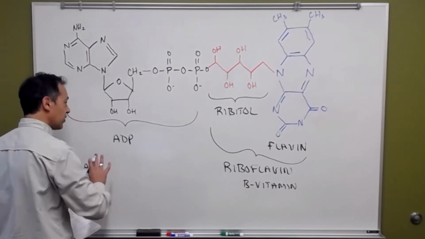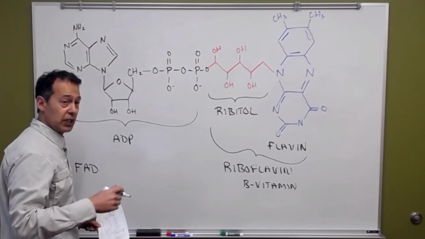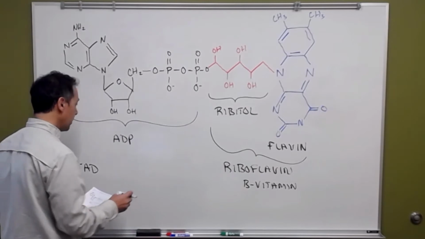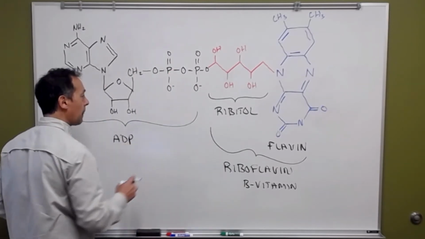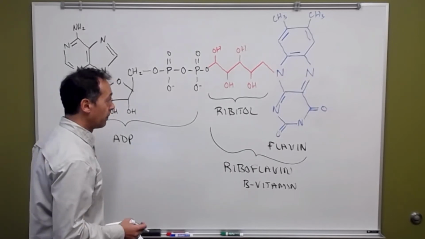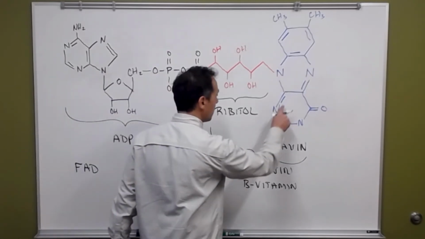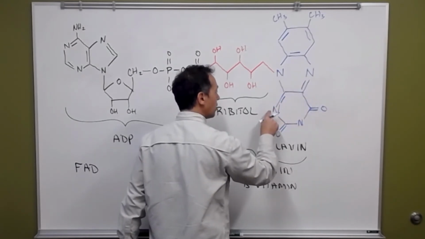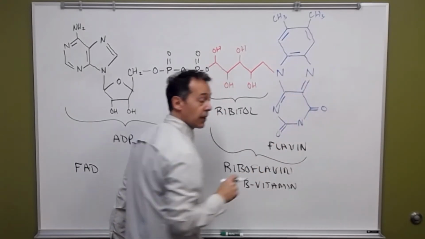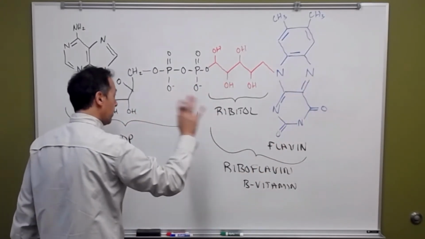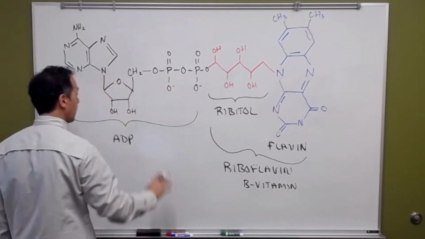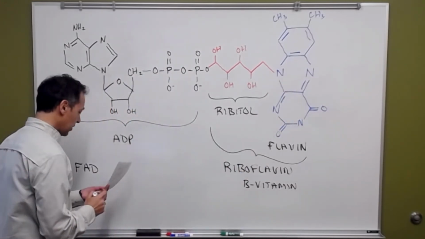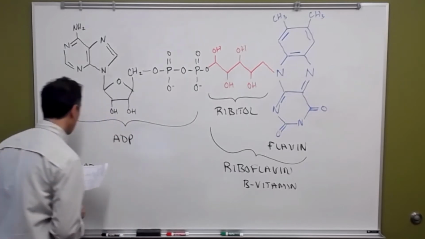Now, FAD is a cofactor for enzymes, so it helps enzymes to do certain things. And so what's going to happen here is we're going to take this molecule and add some hydrogens to it. We can break this bond here, break this bond here, and add a hydrogen to this nitrogen and this nitrogen here. But before we do that, this version of the molecule without those hydrogens added, we would say this is oxidized. This is the oxidized form.